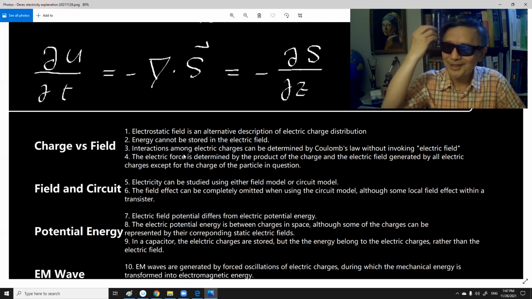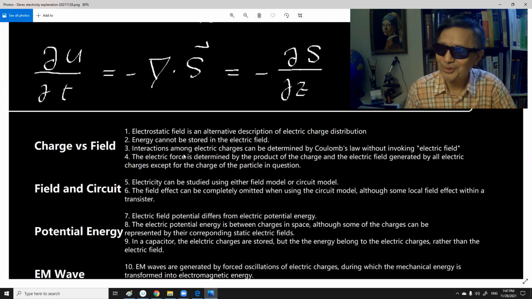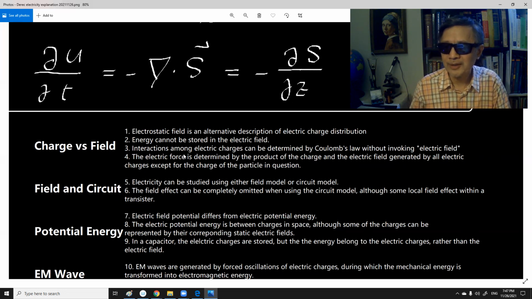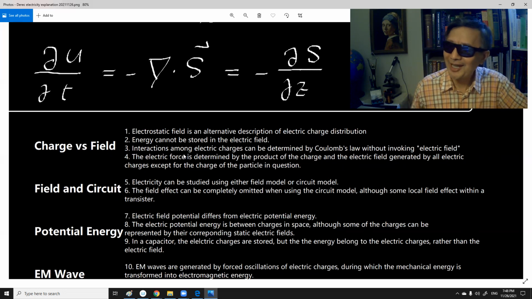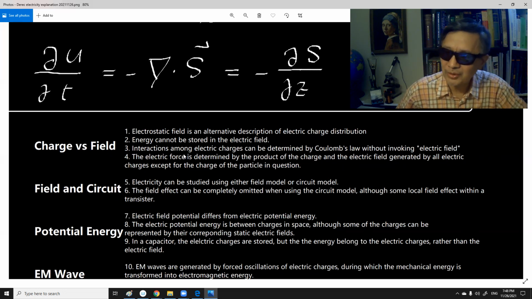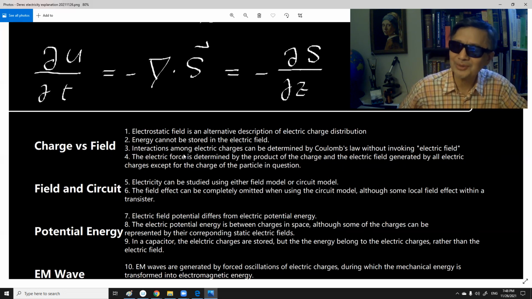I don't want to go too long. Basically, you don't have to use electric field to describe the charge distribution in space. Static electric field is an alternative way to describe the electrical charge distribution in space. Therefore, you cannot store electrical energy in electrical field or magnetic field. Third, interaction among electric charges can be determined by Coulomb's law without invoking electrical field. After all, we are talking about electrical charge distribution and their interactions.